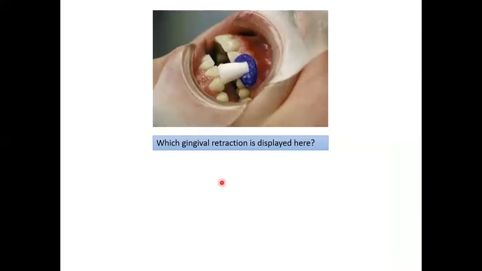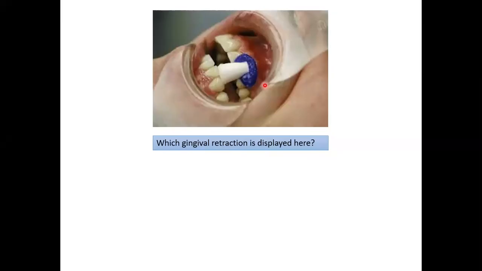So coming on to this picture, which gingival retraction type or technique is displayed here? When you see this blue color impression material, this is called magic foam. So the gingival retraction type that is used here is magic foam, which is available like how your light body is available in guns. Similarly, your magic foam also will be available in guns with disposable tips.